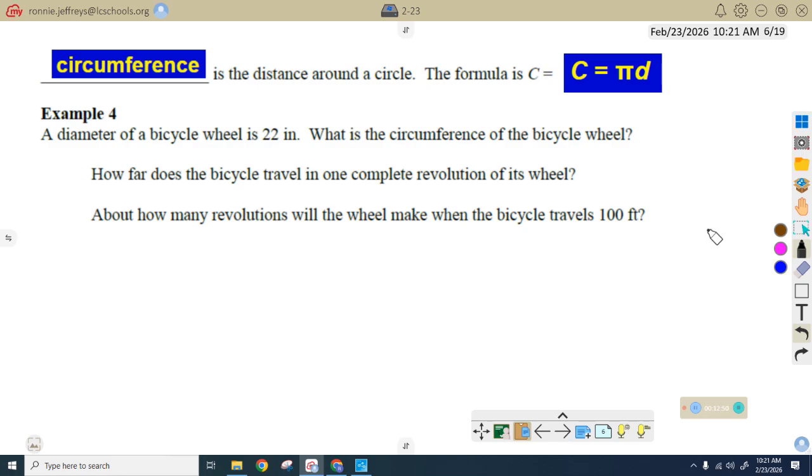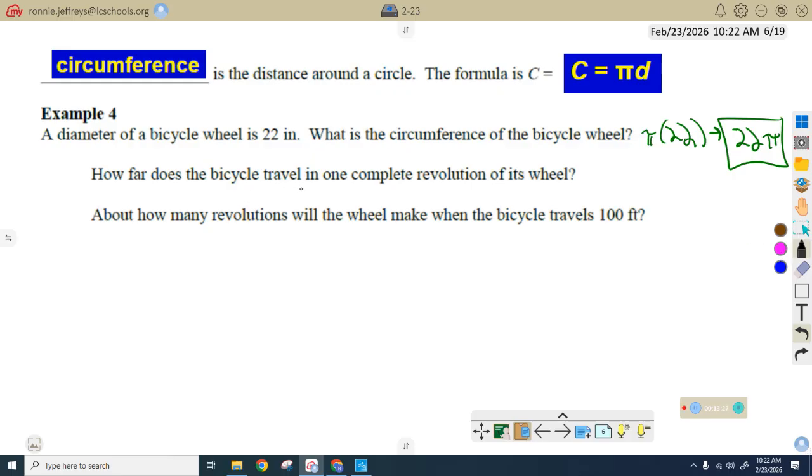All right. So, when we're going to use pi, we're not going to type in 3.14, we're just going to leave it as pi. So the diameter of a wheel is 22. What's the circumference? Well, we're going to say pi times 22, which is 22 pi. That's what we're just going to leave it as. It's too easy.